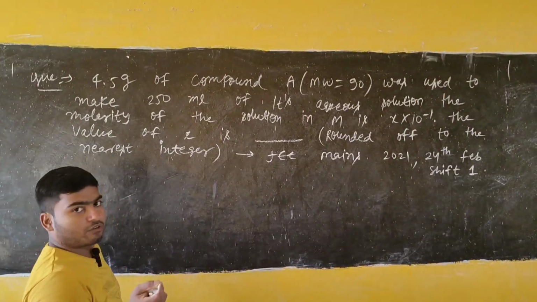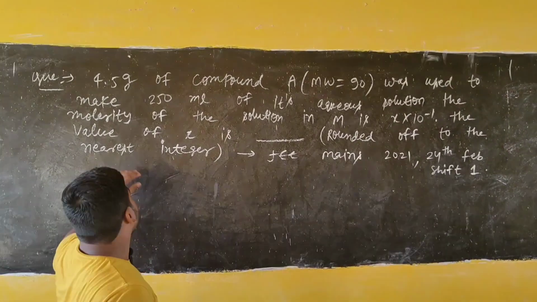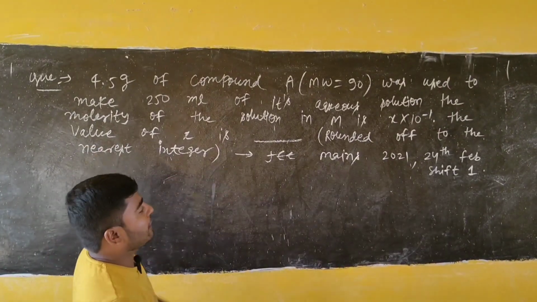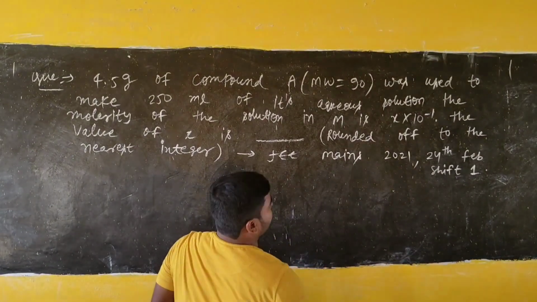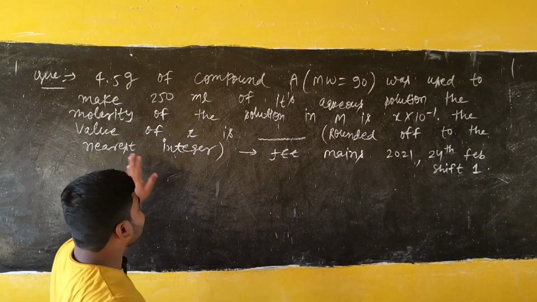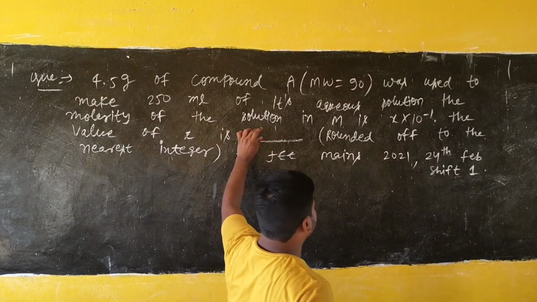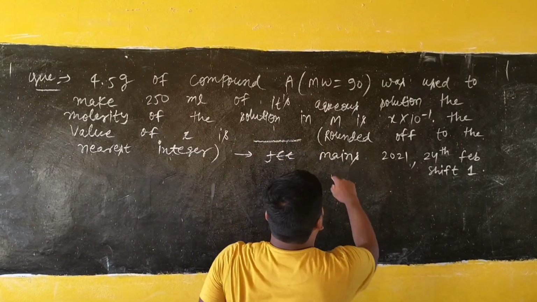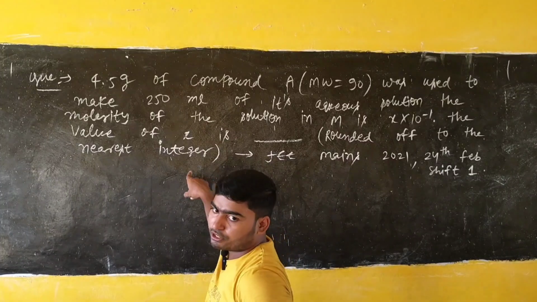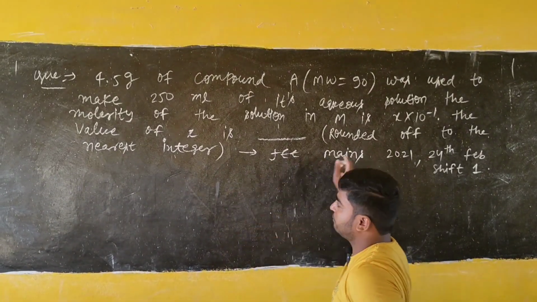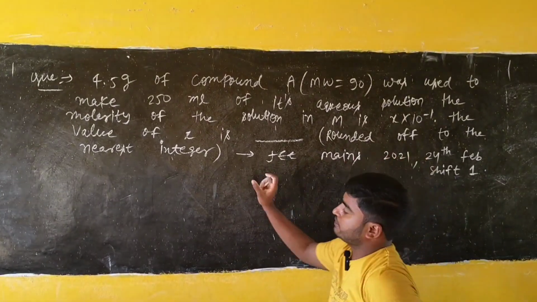Aqueous solution means obviously the solvent will be water. The molarity of the solution, capital M meaning molar, is x into 10 to the power minus 1. You have to write the value of x in the blank space, and they have mentioned rounded off to the nearest integer. Whatever value we get, you have to round off to the nearest integer.